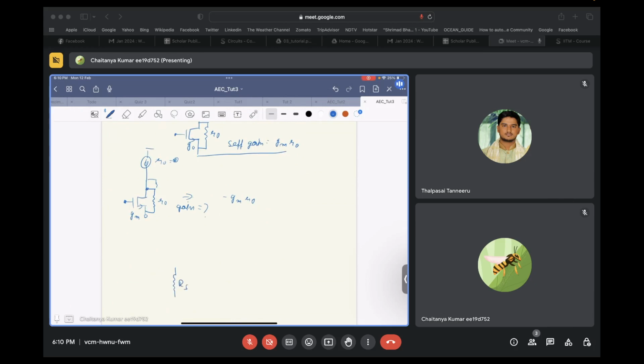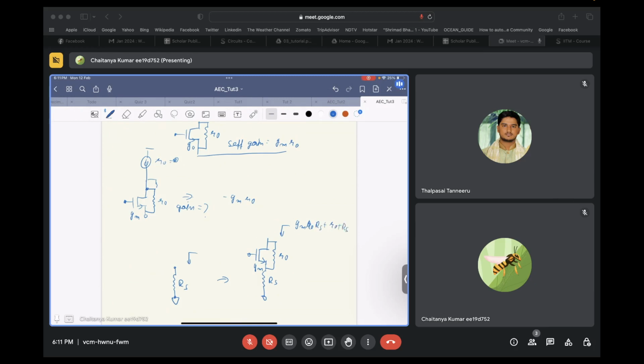a small resistor RS. So the looking-in impedance would have been just RS. On top of it, if we place this transconductor over here, then our looking-in impedance becomes Gm R naught times RS plus R naught plus RS.